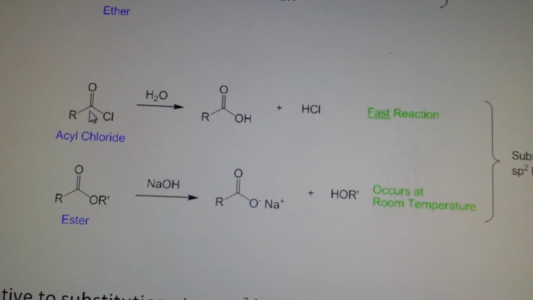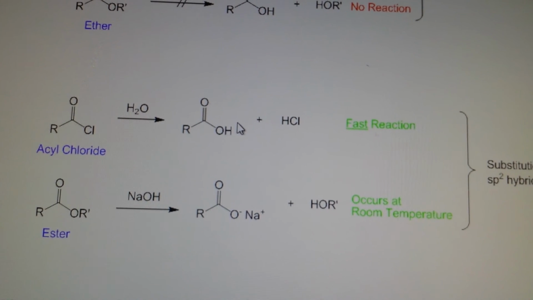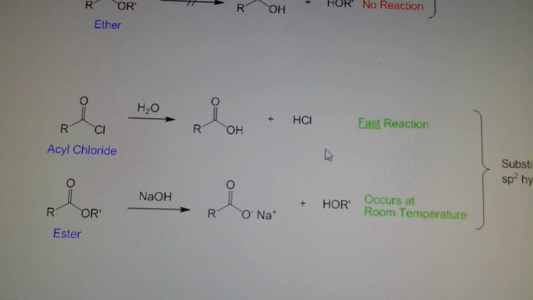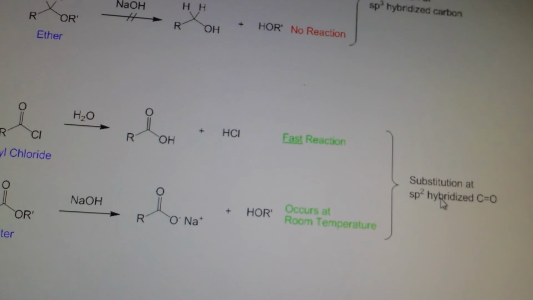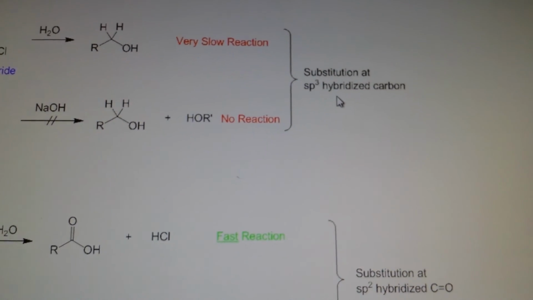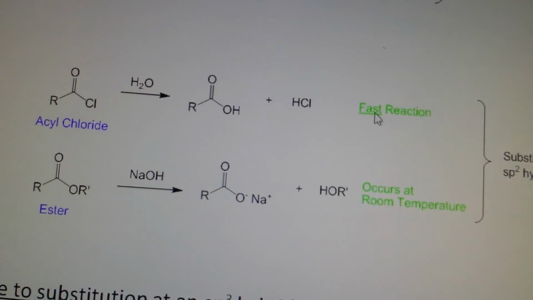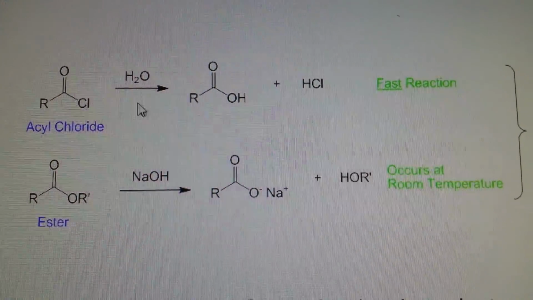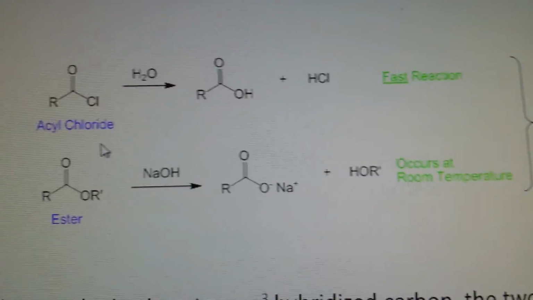Here this is alkyl chloride, and you put water on it. As far as you put water, you can convert this acyl chloride into carboxylic acid. This is a very fast reaction, substitution at the sp2 hybridized carbonyl. This is sp2 hybridized carbonyl, and this was sp2 hybridized carbon. So see the fast reaction. You have a carbonyl and chlorine, and you put water on it, and you get carboxylic acid and HCl. This is a very fast reaction.